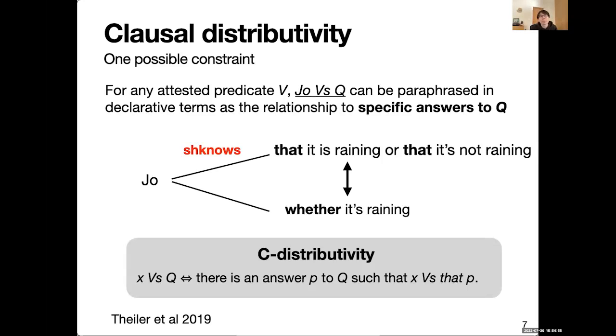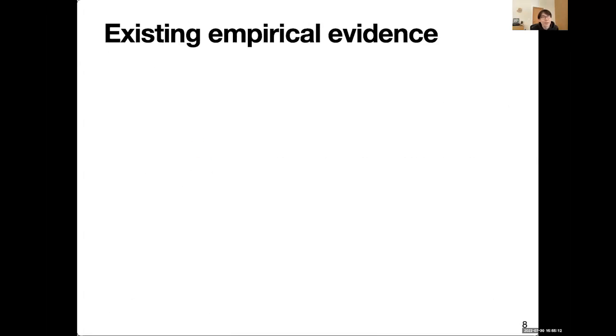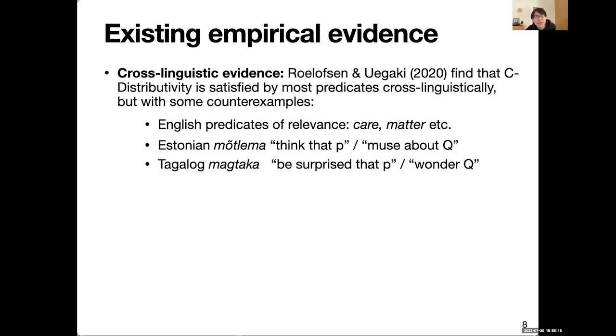So if you're just looking at these three predicates, know, report, and schnow, it seems that this constraint makes correct predictions. So it rules in attested predicates, it rules out this unattested predicate schnow. But more broadly, what kind of evidence do we have to support this constraint? So Floris Roelofsen and myself did a small-scale cross-linguistic survey to investigate the empirical validity of C-distributivity. And one of the important takeaways of this survey is that many, if not most, attested clause-embedding predicates indeed satisfy C-distributivity, but with some notable exceptions, including so-called predicates of relevance in English, such as care, to matter, and so on, and other interesting predicates, Estonian mõtlema, Tagalog magtaka, and so on.